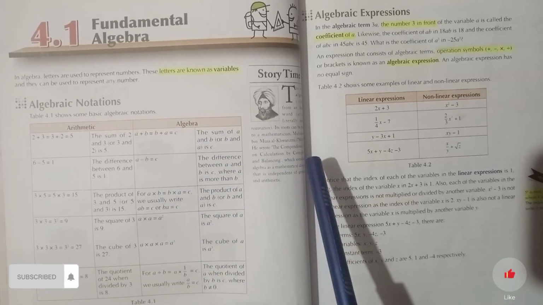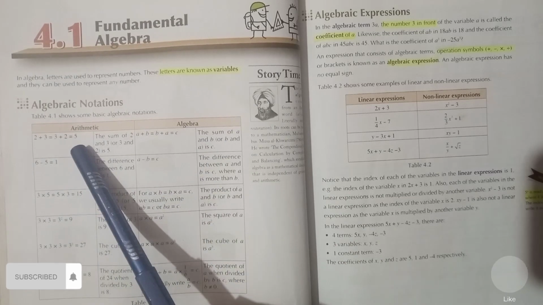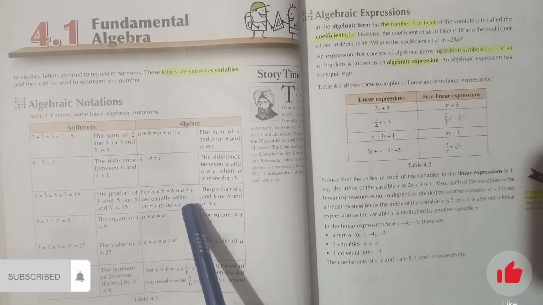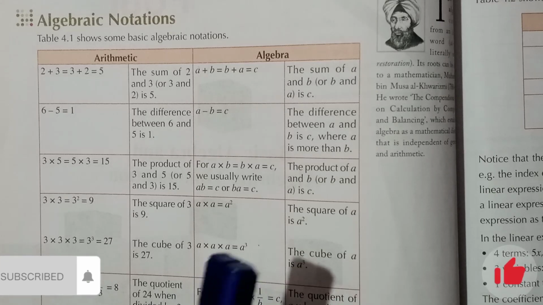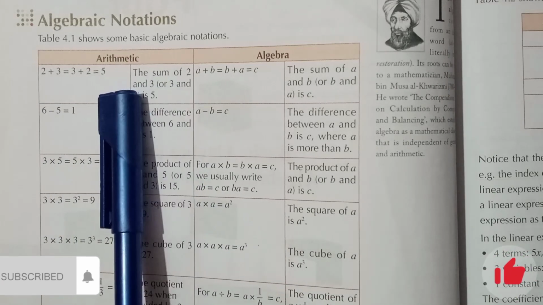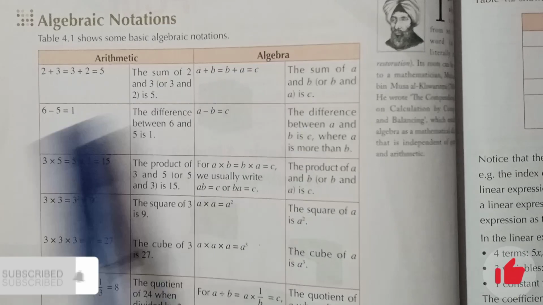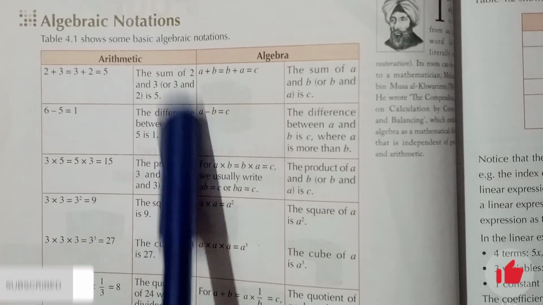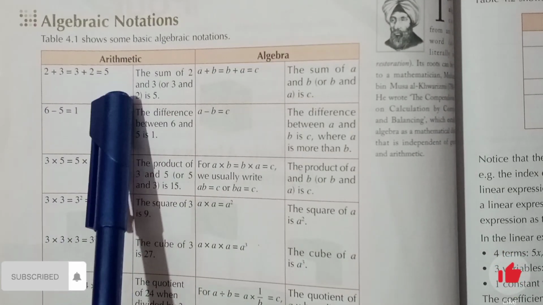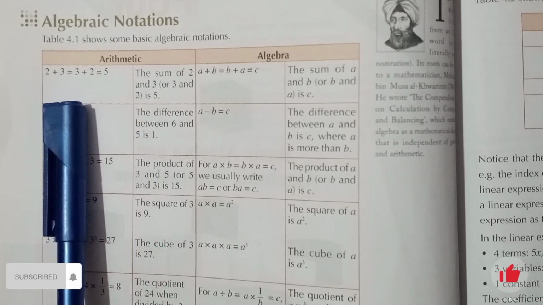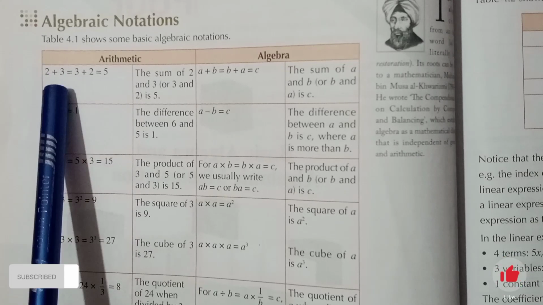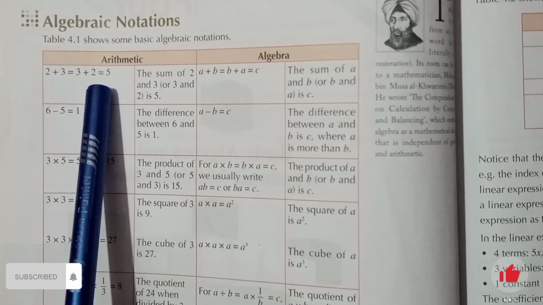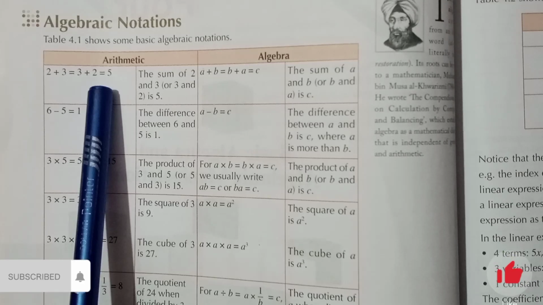Here you can see the table. Here we have both sides, arithmetic and the algebraic notations. I am explaining what is arithmetic and algebra. In this table I will explain the algebraic notation, arithmetic and algebra. Here we have two columns. In the arithmetic column we usually use numbers. 2 plus 3 is equal to 3 plus 2. The sum of 2 plus 3 and 3 plus 2 is the same. It is equal to 5.